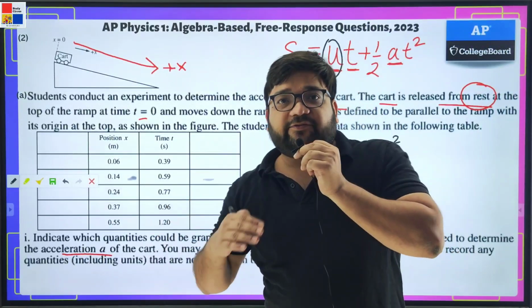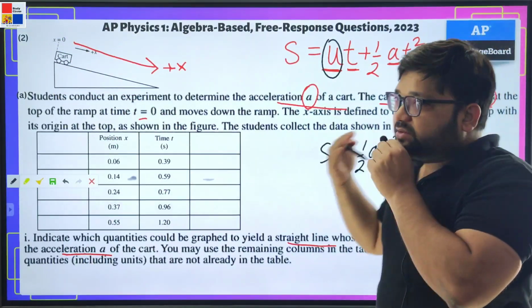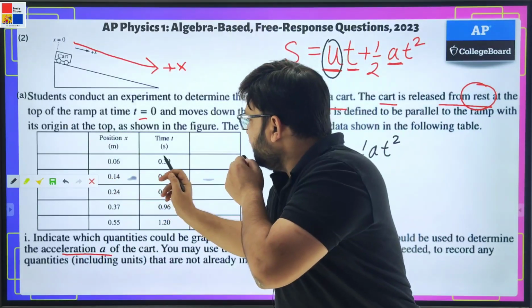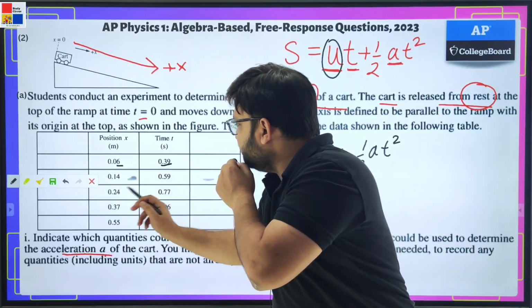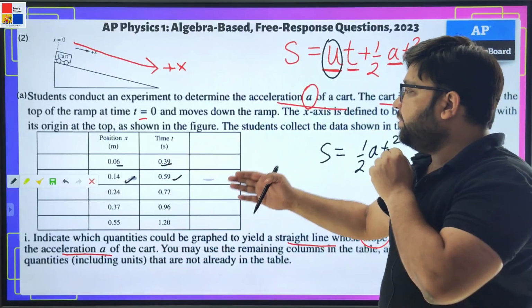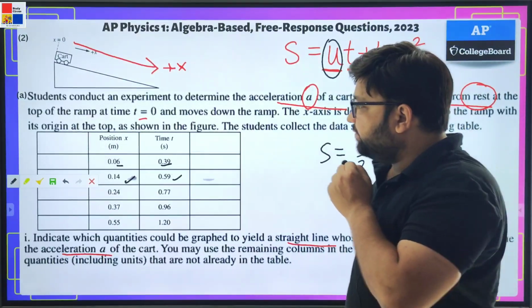Now it is starting from the x equals 0 position here. So whatever the displacement is, that is the position. At this time, this is the position, and at this time, this is the position. And likewise, I have been given a table of time and position. I need a straight line graph.